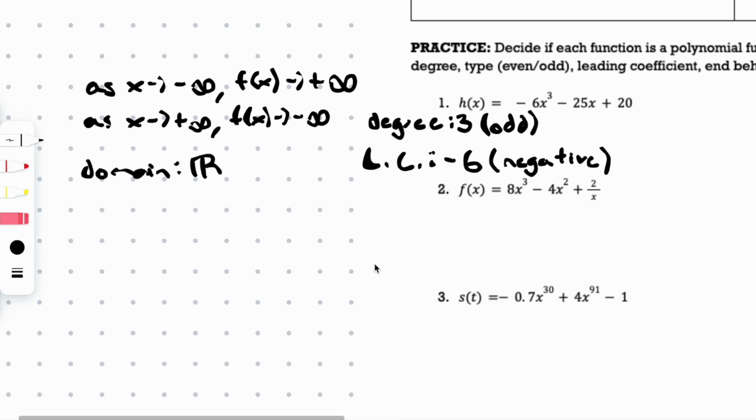And so basically, what we want to see is if they're going in opposite directions, if our f of x, which is our y, is going towards positive infinity and f of x is going towards negative infinity, they're spanning all real numbers because it's going all the way up to positive infinity and all the way down towards negative infinity. So range is also going to be all real numbers.